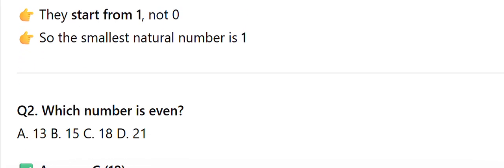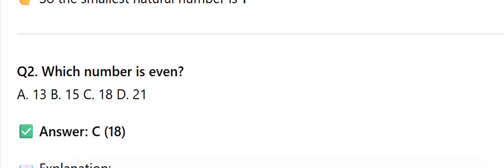What is even number? Even number is a number which we can divide by 2. So according to the options, A is 13, B 15, C 18 and D 21. So these three cannot be divided by 2. So option C is the perfect answer for even number. 18 can be divided by 2, which is equal to 9.